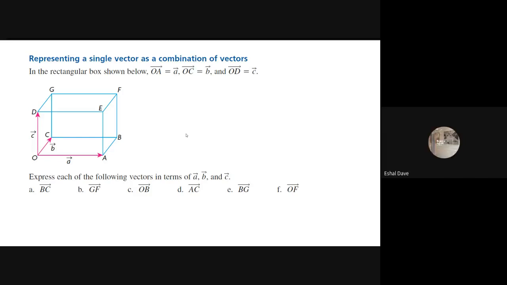A, negative A. There you go. She's absolutely right. It's negative A, but not A, because A runs from O to A, but negative A goes in the other direction. Okay? All right, GF. Let me get a GF from somebody. So G is here, F is here. What would GF be this time?